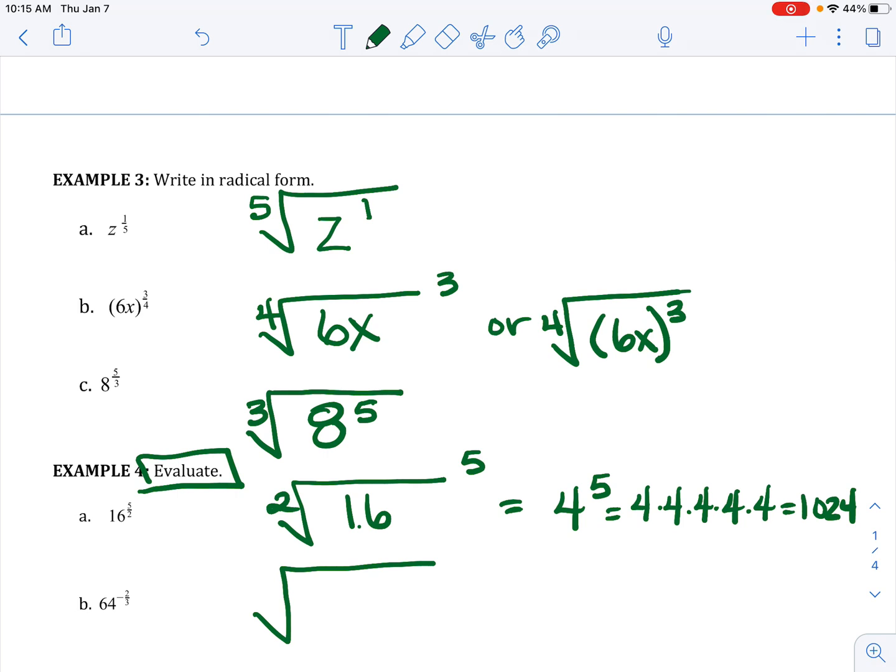I always put my negative in the numerator, and I'll explain that in a minute. So I'm going to rewrite this as 64 to the negative 2 over 3. So what is our base? Our base is 64. And we square that to the negative 2 power. And then the cube root.